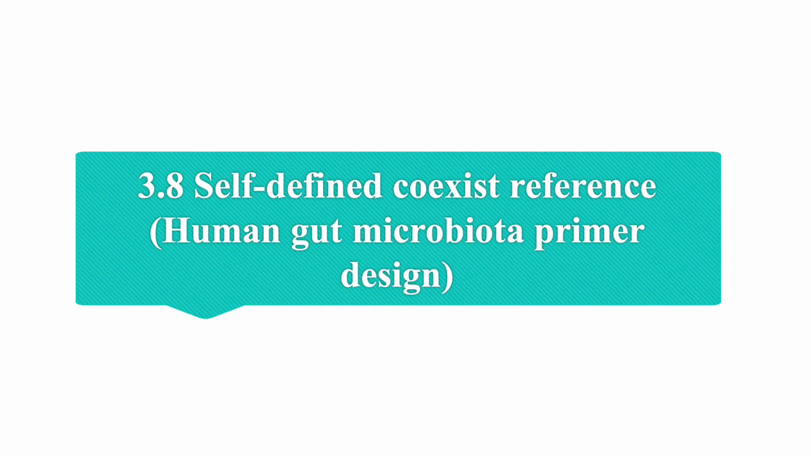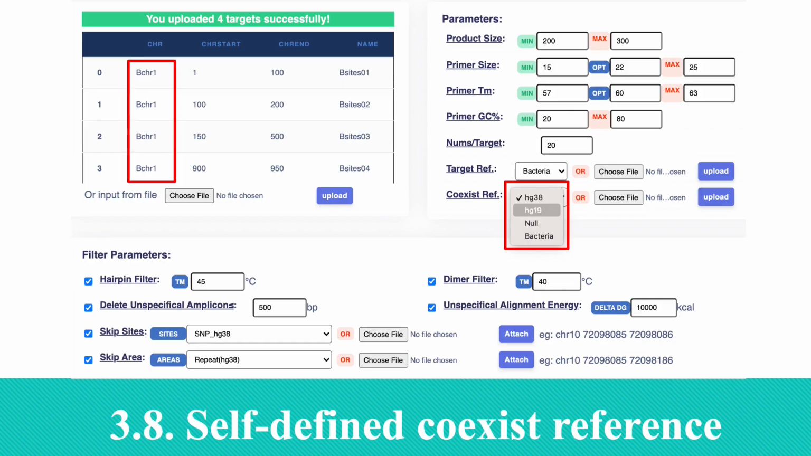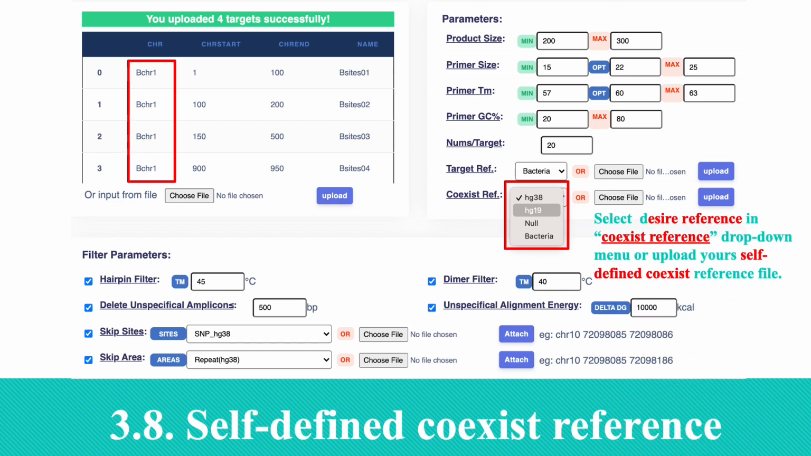Self-defined coexist reference, human gut microbiota primer design. Researchers may need to design primers for several species in complex samples. There are similar sequences in different species' genomes. Unspecific amplicons and dimers between primers of different species need to be eliminated. You can use this function to define a coexist reference. Select the desired reference in the Coexist Reference drop-down menu or upload your self-defined coexist reference file. Input other parameters according to your needs. And then you can start your primer design.